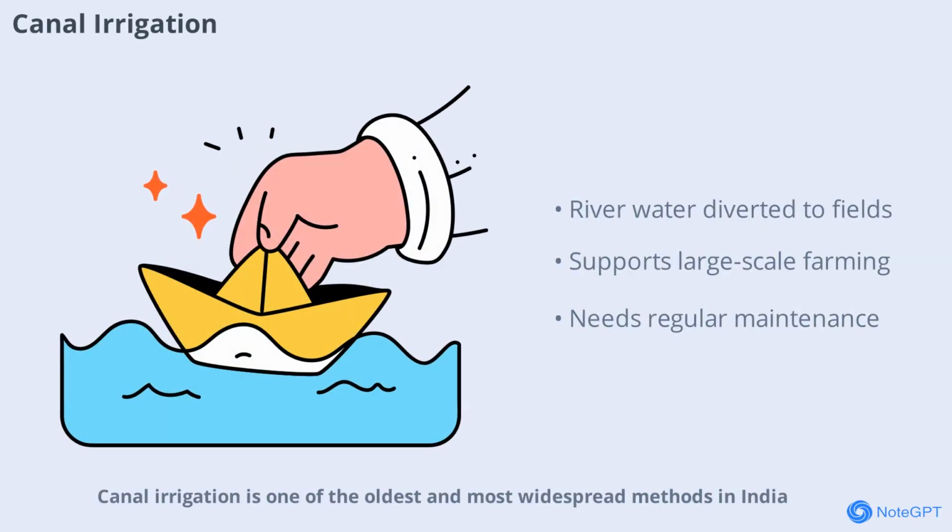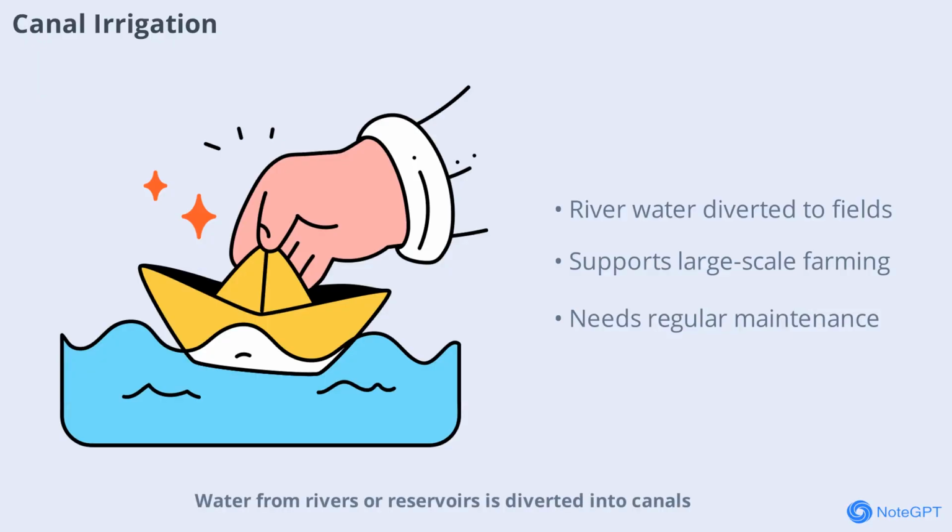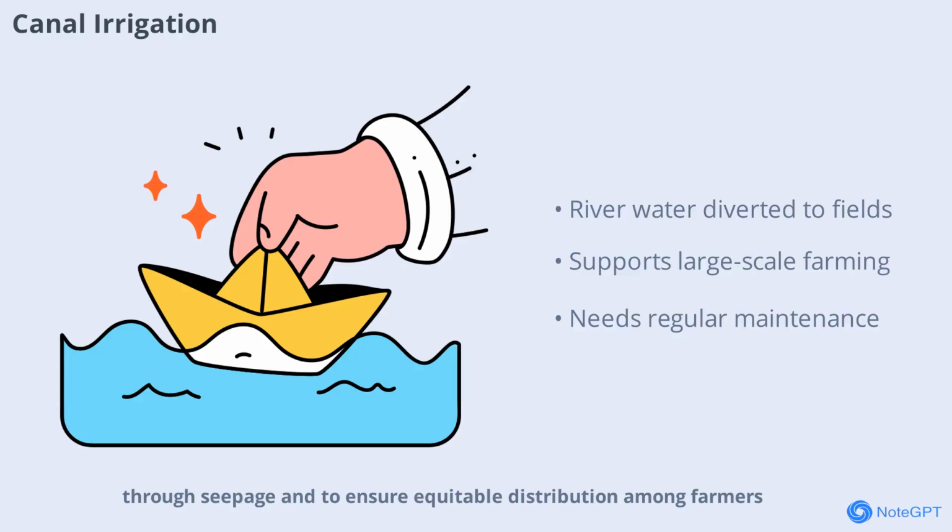Canal irrigation is one of the oldest and most widespread methods in India. Water from rivers or reservoirs is diverted into canals, which then distribute it to agricultural fields. Canal irrigation is suitable for large areas and supports the cultivation of a variety of crops. However, it requires proper maintenance to prevent water loss through seepage and to ensure equitable distribution among farmers.